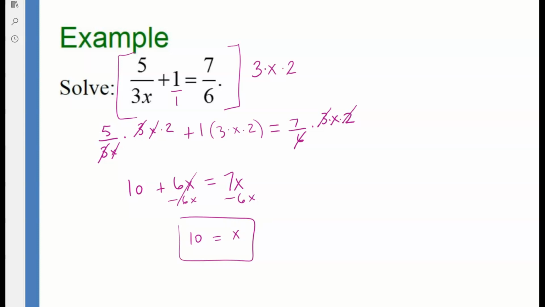Now I do have to check on rational equations. I have to check to make sure that the answer that I get for this linear equation right here, after I simplified and multiplied by that least common denominator, doesn't cause me to divide by 0 in any of my original fractions. So if I put 10 in for the x right here, 3 times 10 is certainly not 0. And that's the only place that I have an x in the denominator, so I'm good with x equals 10. I can keep that answer. Okay, that's the only possibility for an answer.